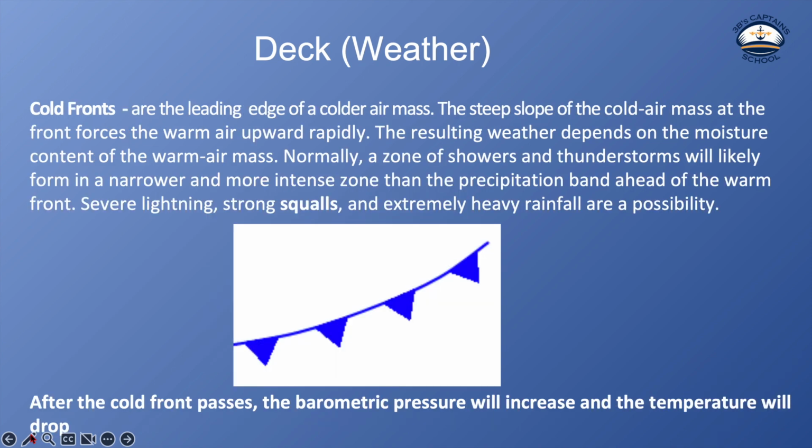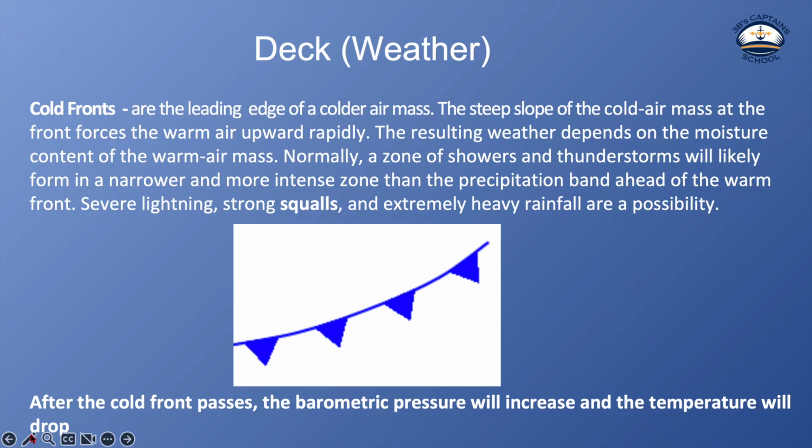Cold fronts. So we'll talk about weather fronts. Cold fronts are the leading edge of a colder air mass. The steep slope of the cold air mass at the front forces warm air upward pretty rapidly. The resulting weather depends on the moisture content of the warm air mass. Normally, a zone of showers and thunderstorms, or a squall line, will likely form in a narrower and more intense zone than the precipitation band ahead of the warm front.